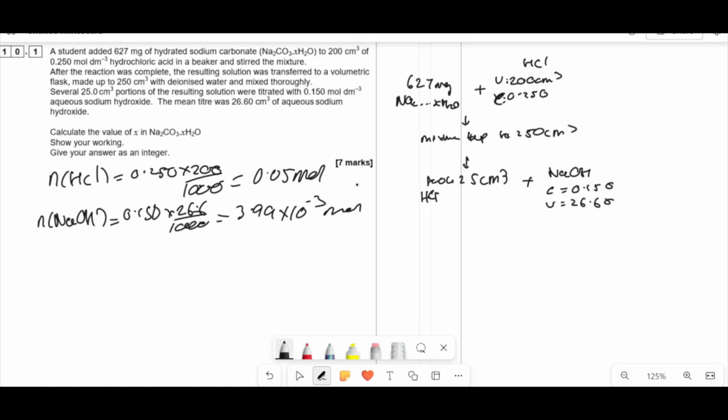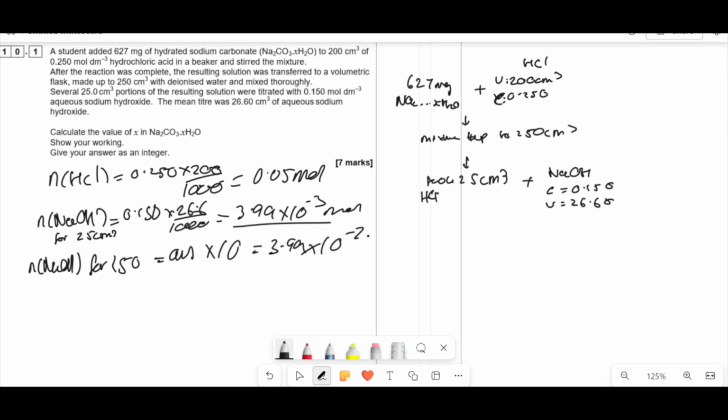Then you need to work out how many moles of this will have been needed to get there, right? This was how much you needed to do 25 centimeters cubed of this mysterious mixture with HCl. So the moles of NaOH needed for 250 is going to be your answer times 10, which is going to be 3.99 times 10 to the minus 2, right? So then we know how much of this will have reacted with this in theory. We can then work out the excess left behind.